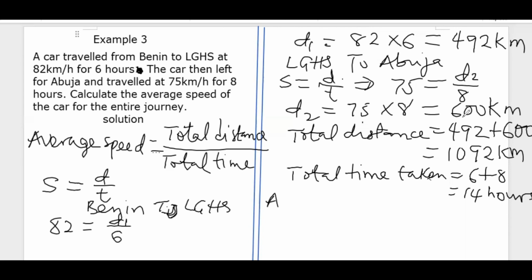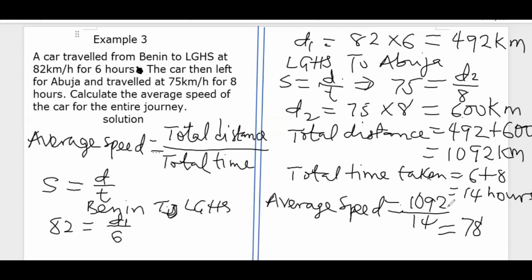Hence, average speed equals the total distance, which is 1092, over the total time taken, which is 14. And that will be 1092 divided by 14, and we have 78 kilometers per hour. So this is the answer.